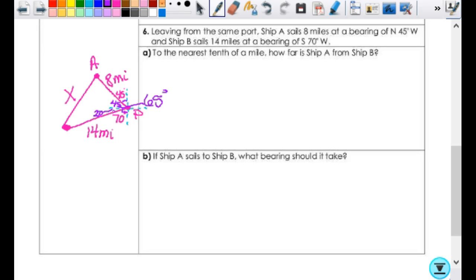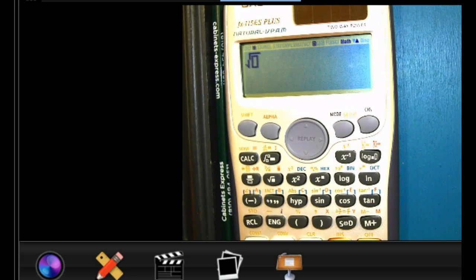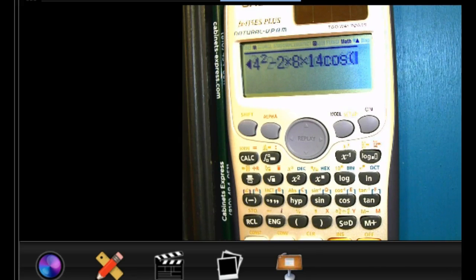Everybody good so far? So is this law of sines or law of cosines? Cosines. Good. So on the outside we go x. X squared equals 8 squared plus 14 squared minus 2 times 8 times 14 times the cosine of 65. So in my calculator, I'm at my square root, do 8 squared plus 14 squared minus 2 times 8 times 14 times the cosine of 65.